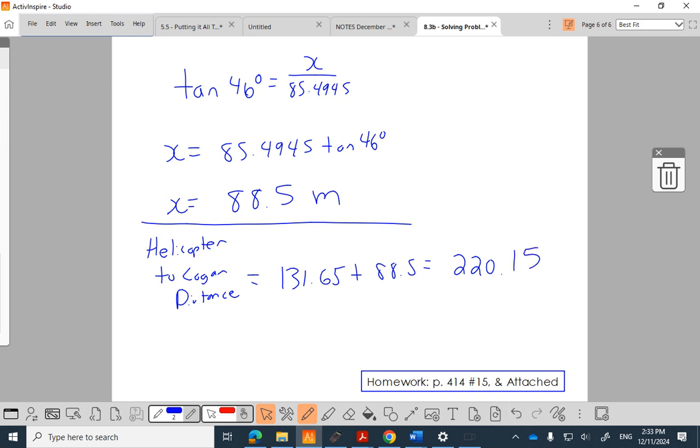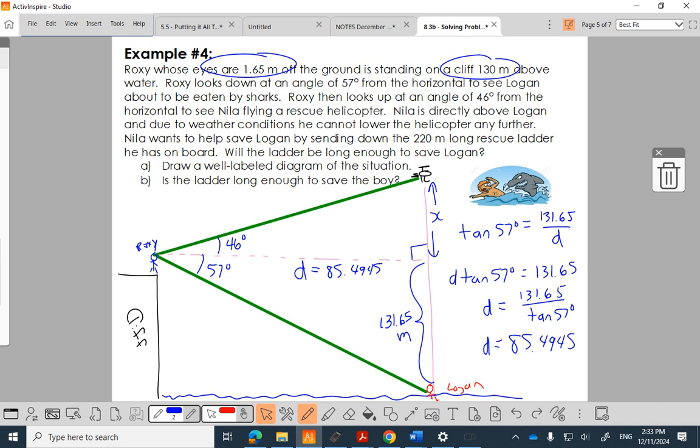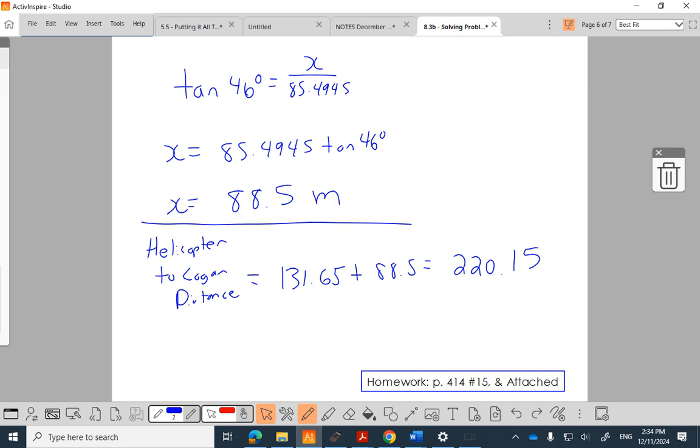How long is the ladder? It's 217. Wait, do we agree? Typed it wrong. Meanwhile, Logan's down there going, just drop the ladder, stop calculating. 220.15. Are we good? Yeah. Logan, he's dead. 220. Oh. It just reaches. Okay, it's going to be okay. If Logan can reach 0.15 meters up. If he's already underneath the water, it's over. But if he can just reach up 15 centimeters, it's going to be okay.